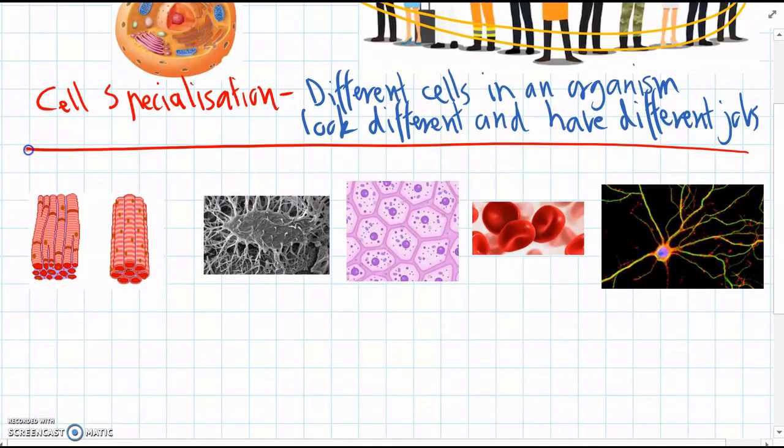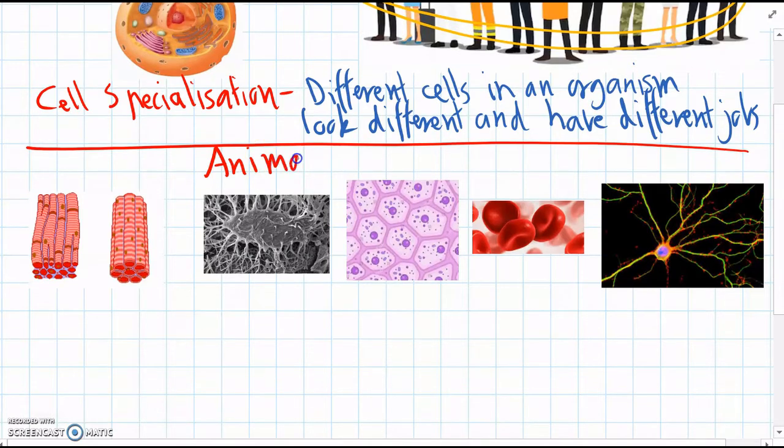So let's look at some different types of cells in animals firstly, to get an idea of what different specialized cells can look like. So here we've got the first one. Here are some muscle cells.